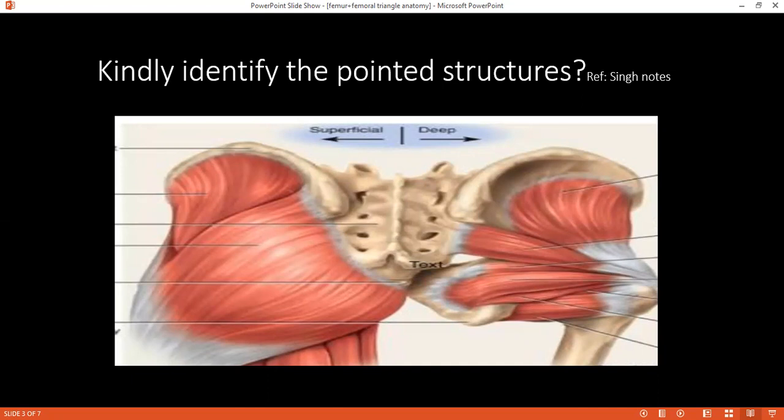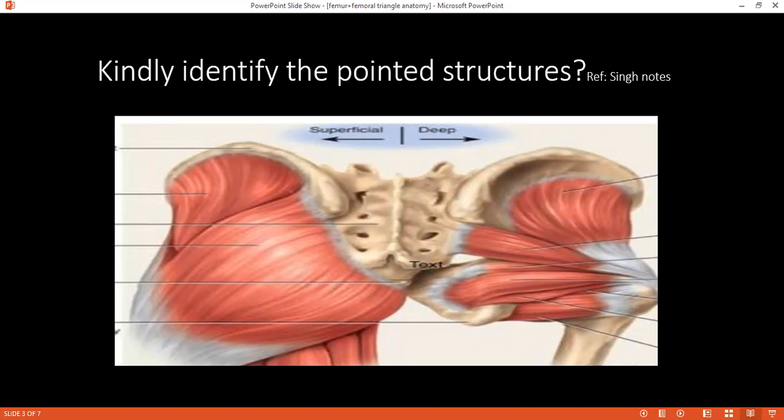So what are the muscles which will be categorized as superficial? If we come over here, can you please identify this muscle? Gluteus medius muscle. Very good. Okay, and this one below that? Gluteus maximus. Very good. Can you please tell me the origin and insertion of gluteus maximus muscle?